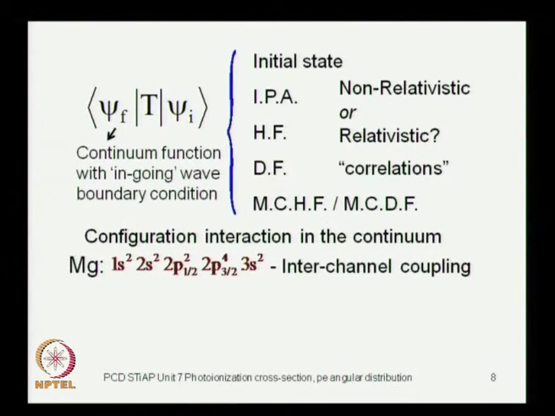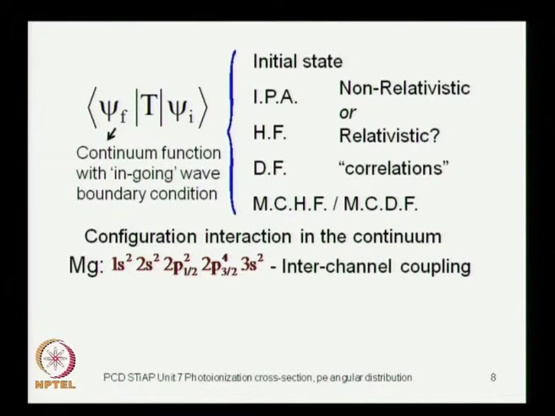So, let me give you an example over here. Let us take an atomic system like the magnesium atom. Its atomic number is 12, and this is the electron configuration in the ground state, in the usual ground state of magnesium.